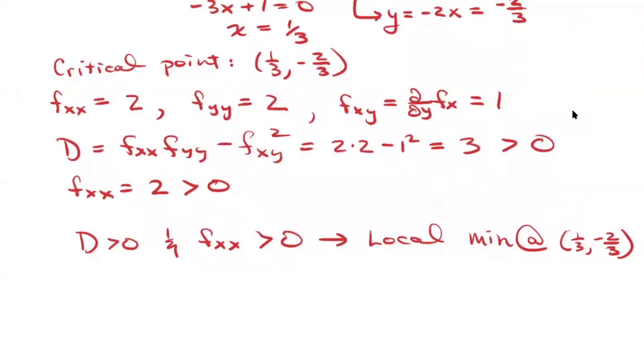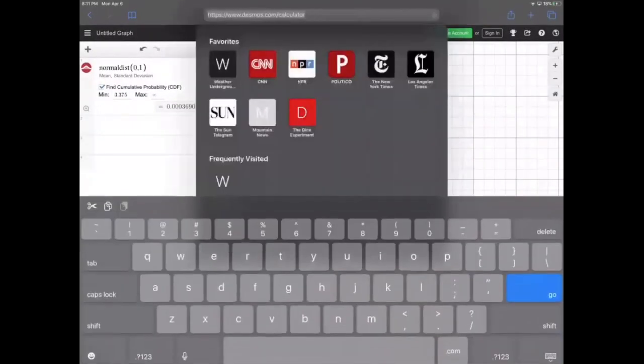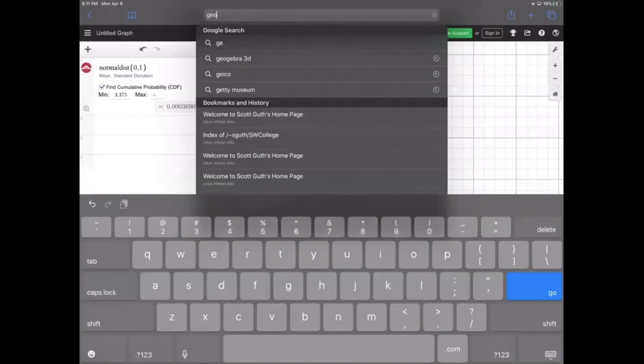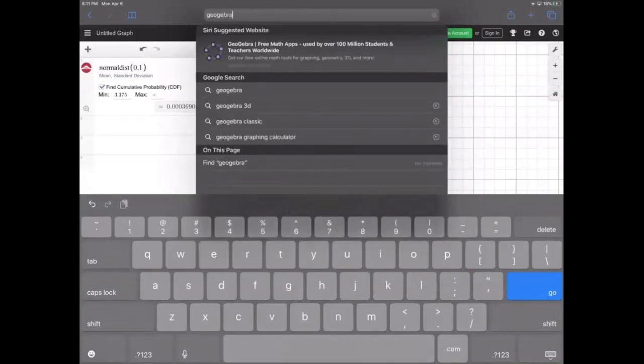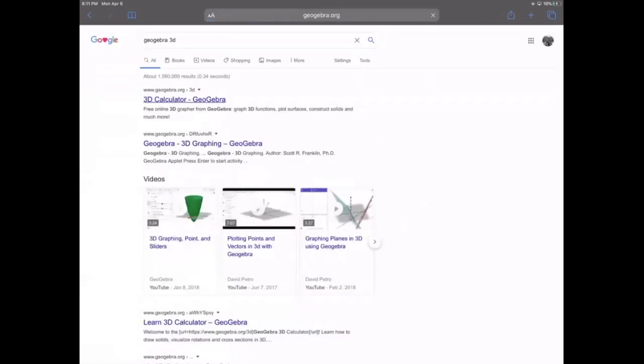All right, any questions about that? Let's see. I think I want to try and be brave here. Let's do this in Desmos. Not Desmos, we're going to do it in GeoGebra. So we want to pop over and do GeoGebra. The 3D website. Here it is.